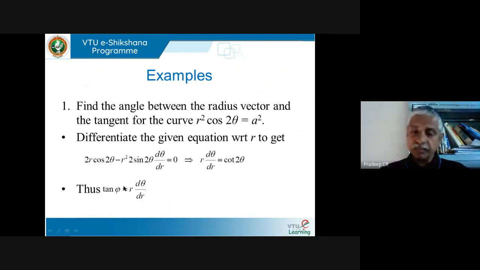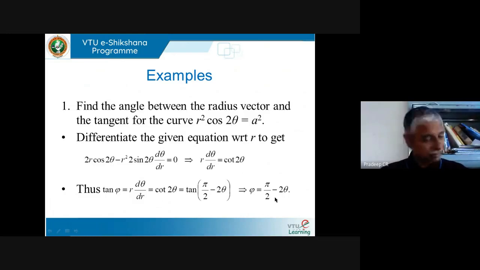So tan phi, I know this is the formula which I derived, is r d theta by dr, and just now I got r d theta by dr is cot 2 theta. So tan phi is the same as cot 2 theta. Cot 2 theta is the same as tan of pi by 2 minus 2 theta. This kind of formula you must be familiar with from your class 12. That's what I told you in the beginning, that your class 11-12 calculus, you must know it well. Otherwise, you won't be able to solve many problems here. So tan phi is tan of pi by 2 minus 2 theta. So phi is pi by 2 minus 2 theta. If tan of something is equal to tan of something else, those two angles are equal.